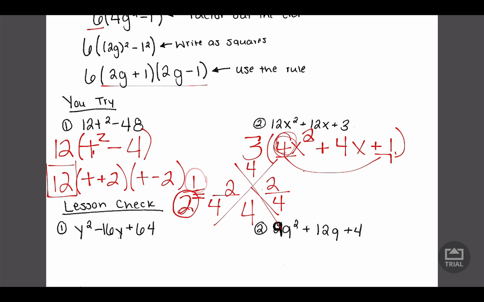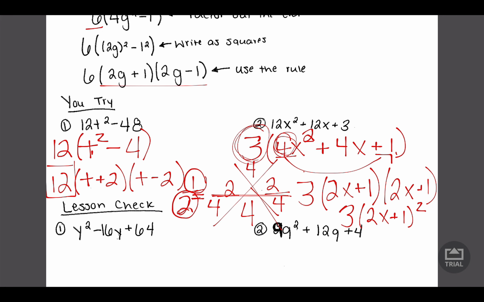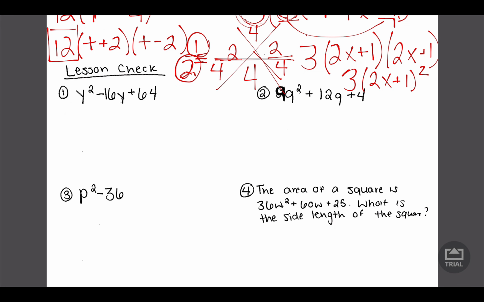So we'll have 3 in front. Can't forget that because that's what we factored out. And then 2x plus 1 and 2x plus 1, because both sides of this were positive. And that can be written as 3, 2x plus 1 squared. Alright, that one was a little complicated. If you don't get that one, I get it, and I can re-explain it sometime.